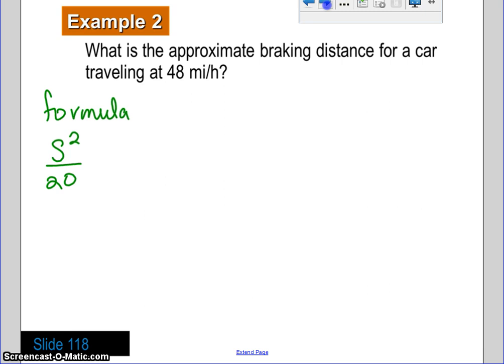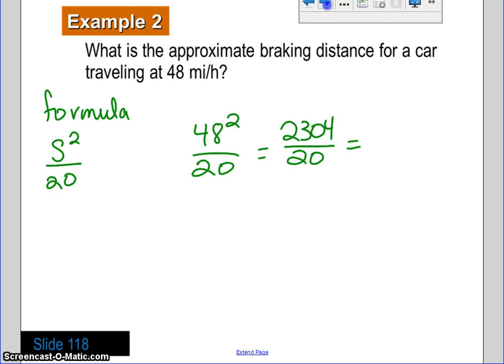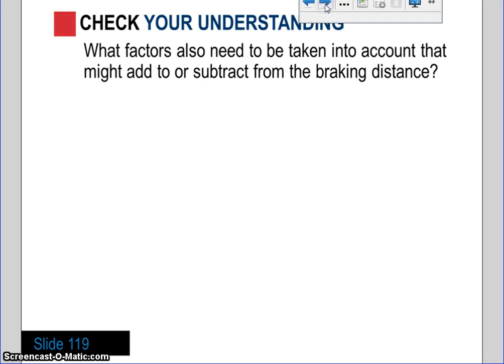So if we plug in 48 miles per hour into that formula and we square it, we end up with 2,304 divided by 20, and when we divide that out, we get approximately 115.2 feet. So very simple formula, very easy to use, so I want you to go ahead and give it a try.